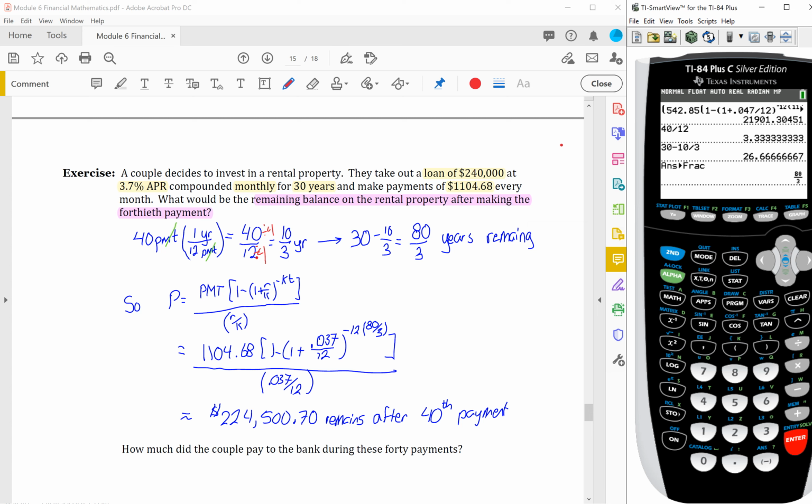Now we'll take our loan formula, and for the value of t, we'll have the time remaining, the 80/3 of a year that remains. And so I plugged all the values into our formula, including our payment amount, our interest rate, compounded monthly for 80/3 of a year. And I get that there'll be a remaining balance of $224,500.70 remaining after your 40th payment.